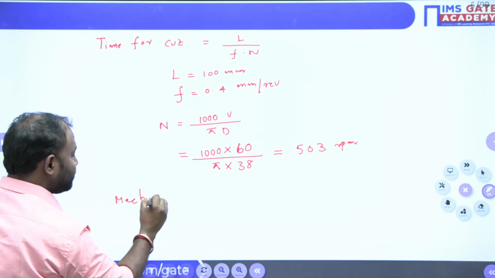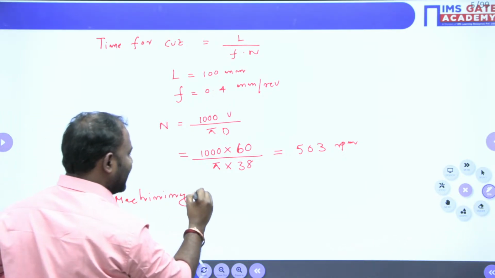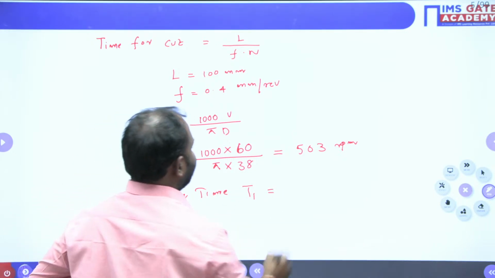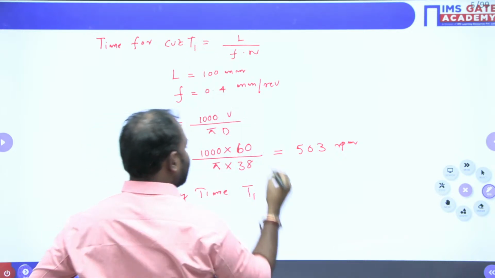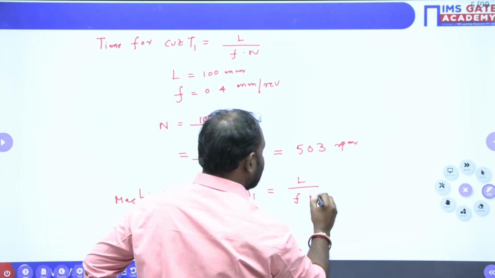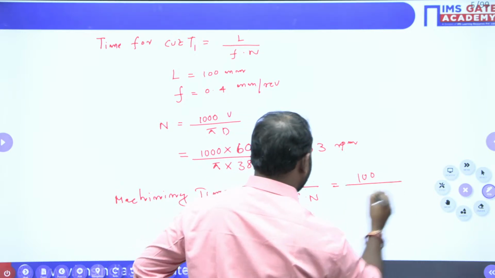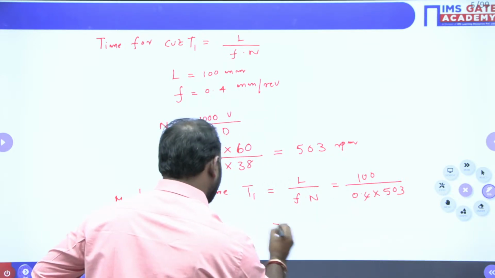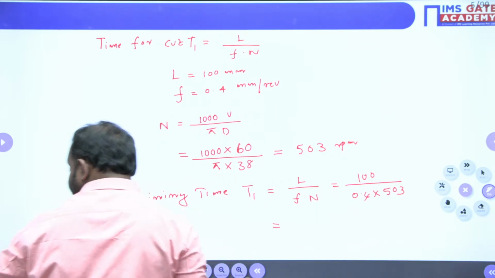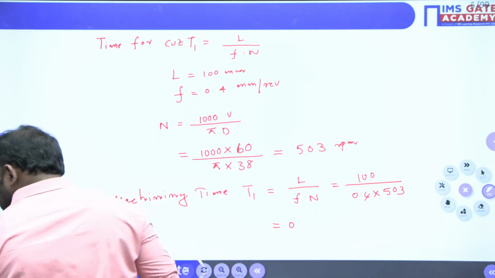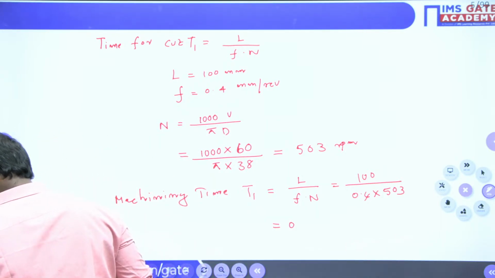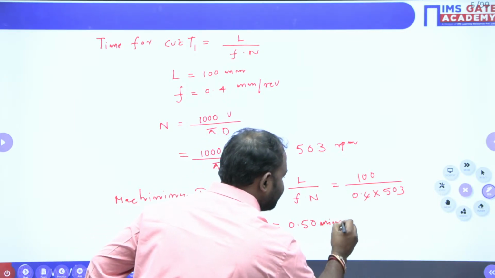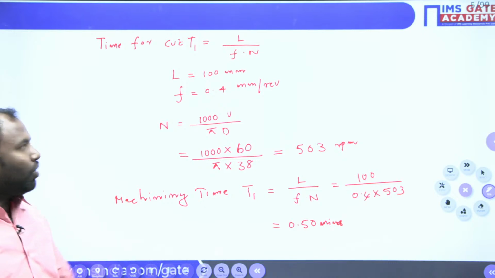Now let us calculate the machining time. For the first step I'll take T1. T1 is equal to L by F into N, where L is 100, F is 0.4 and N is 503. So you are going to get a machining time of 0.5 minutes for the first step. Isn't it guys? Okay.